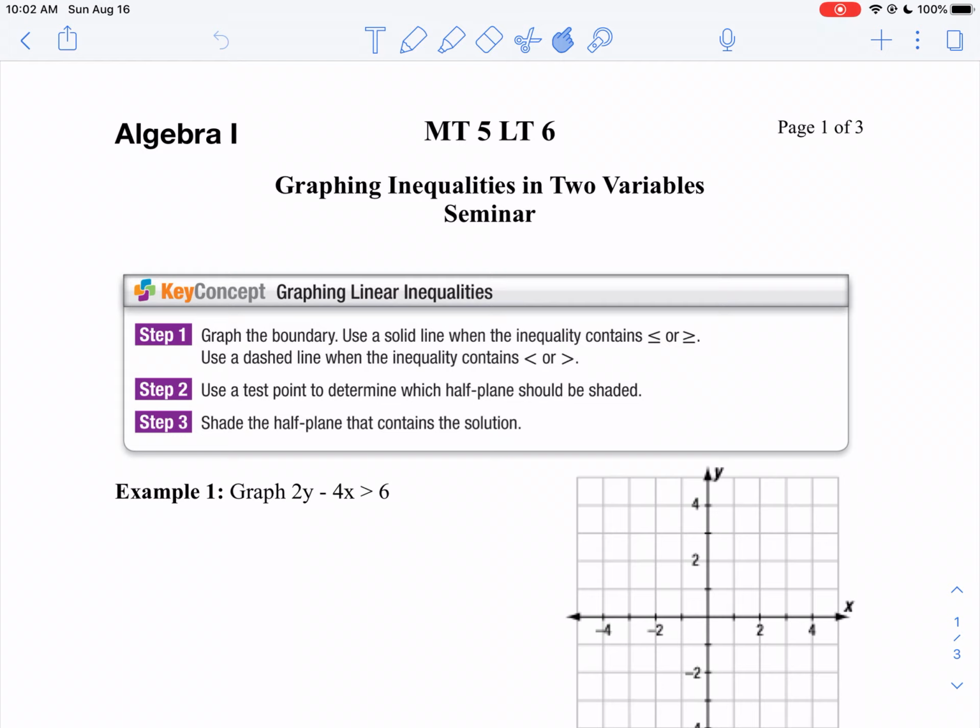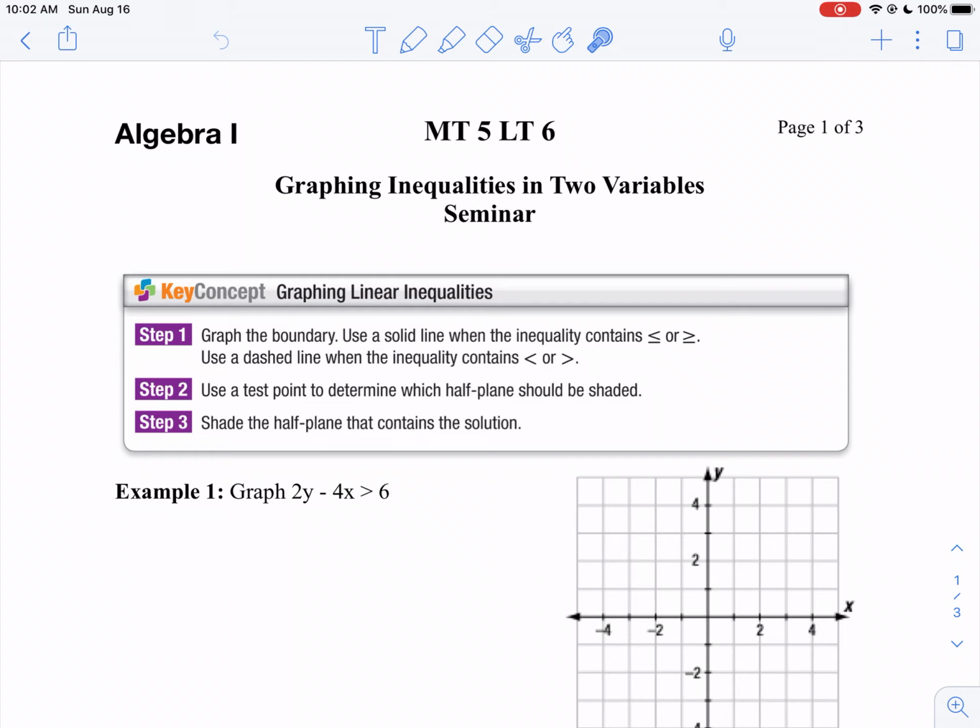So step by step, step one, graph your boundary line. If there's a line underneath your inequality, you're going to graph it with a solid line. If there's no line, you're going to put a dashed line. That's called an open inequality. We're going to use a test point to determine which half plane is going to be shaded. And finally, you're going to shade that half plane. Like I said, it'll be a closed half plane if it's a solid line. It'll be an open half plane if it's a dashed line.